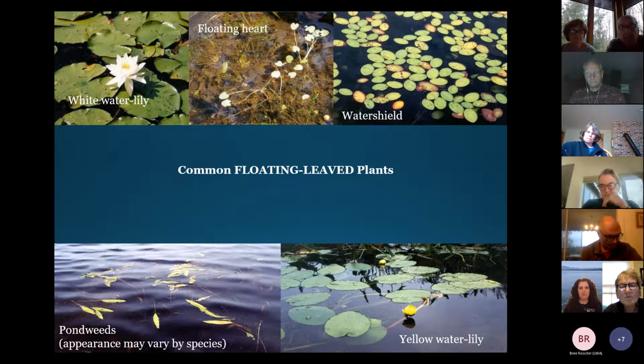Floating heart and water shield mix in a lot with the bigger water lilies. These guys are little. They're about a couple inches across. So if you think of the size of the dollar coin, those are about the size of these. And the water shield is a little bit more oval. You'll see that during the season, some of them change color and lose some of the green pigment, and they look really pretty on the water. And then we have a bunch of pond weeds that have floating leaves as well. So you'll find these are the really common floaters.